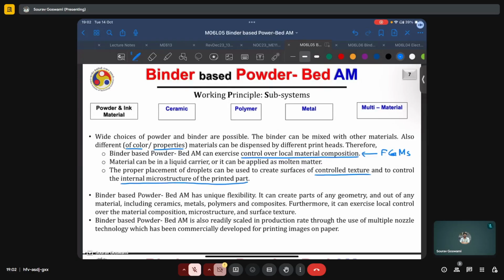Binder-based powder bedding again has a unique flexibility that it can create parts of any geometry and out of almost any material, including ceramics, metals, polymers, composites, and multi-materials. It can also exercise local control over the material composition, microstructure, and surface texture. It is also readily scalable in production rate through the use of multiple nozzle technology, which has been commercially developed for printing images on paper. It just uses the inkjet technology, which is already available and well known to us.